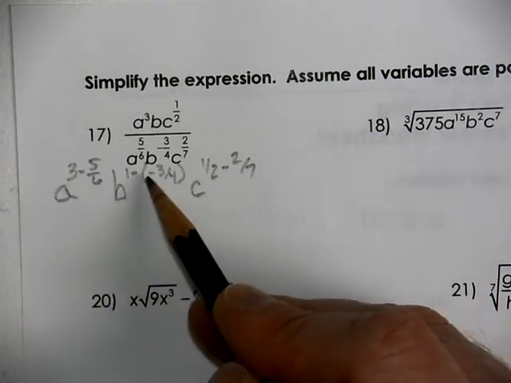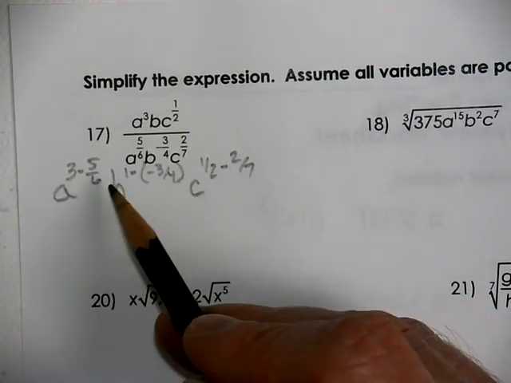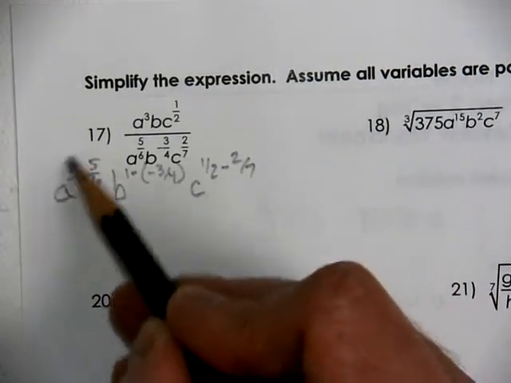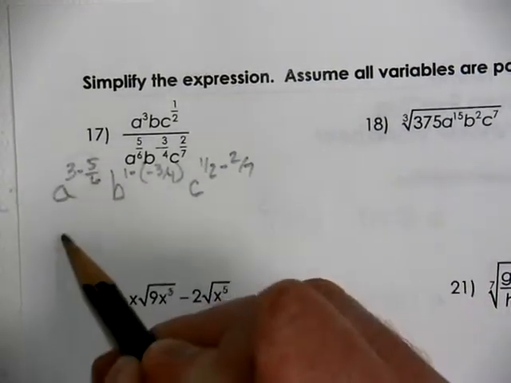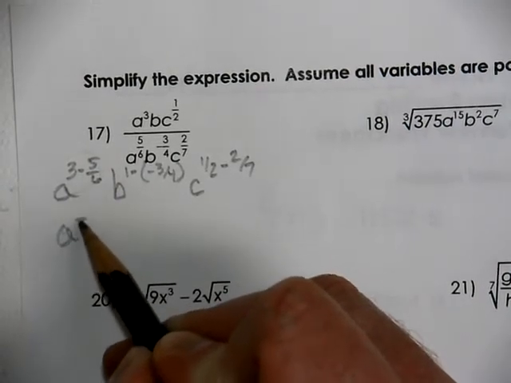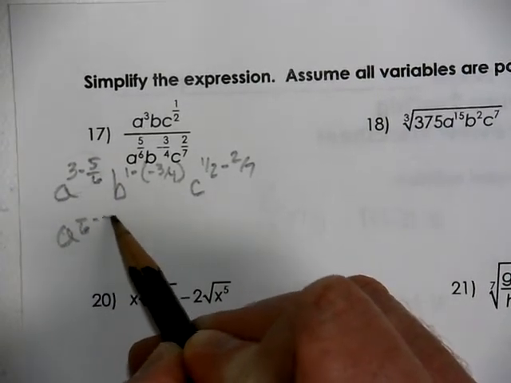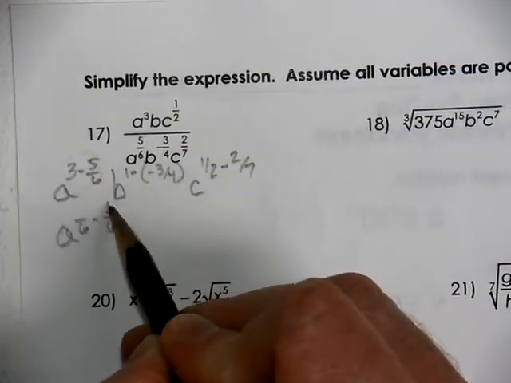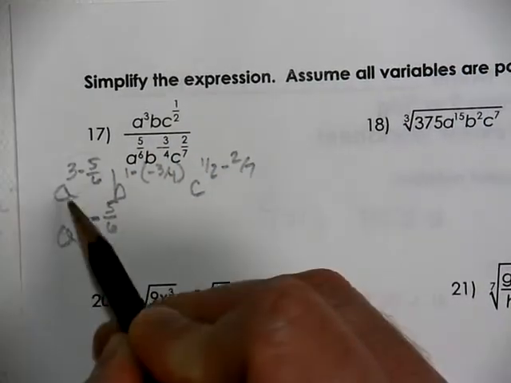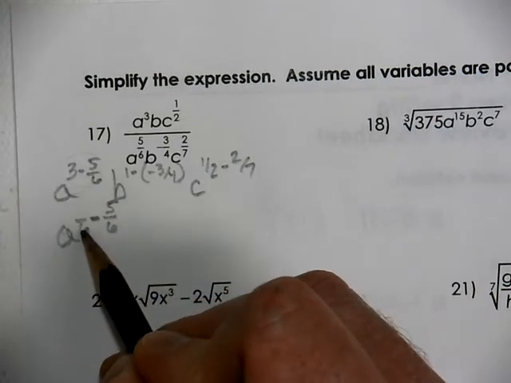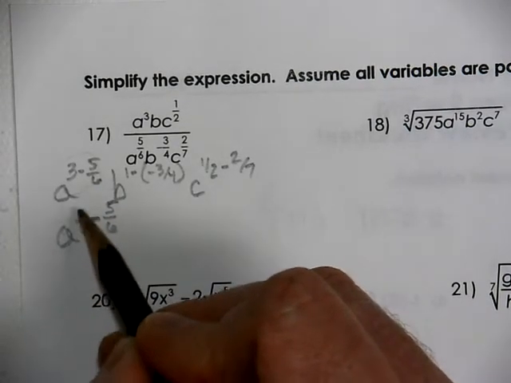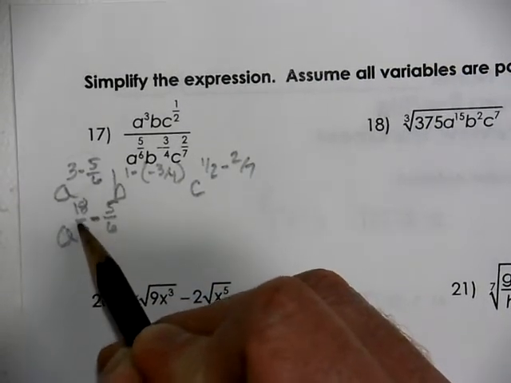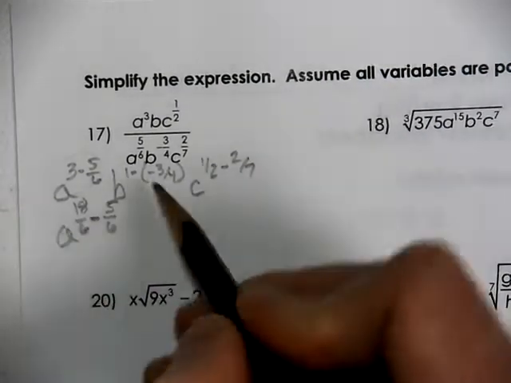For us to be able to combine these fractions, we need to be sure to have common denominators. So with the A's, those exponents need to have common denominators. Of course, they're both going to need to be 6. So this one is 5/6. If 3 is going to have a denominator of 6, then it has to be 18 over 6. That's the same value of 3.